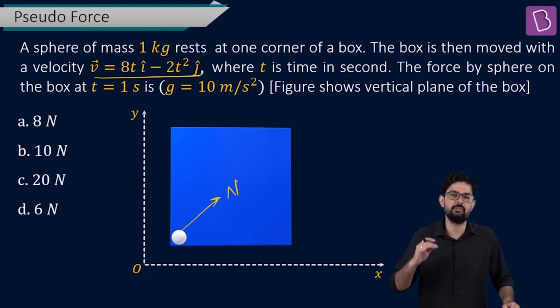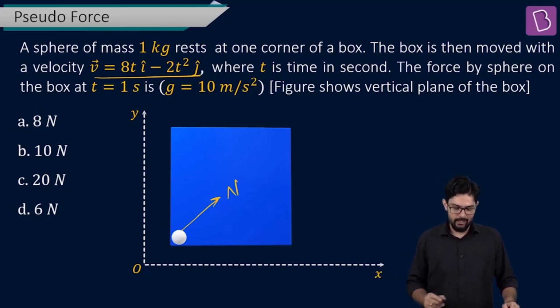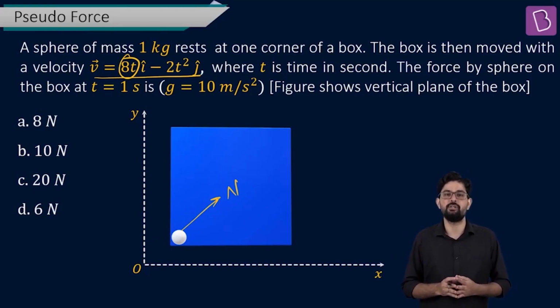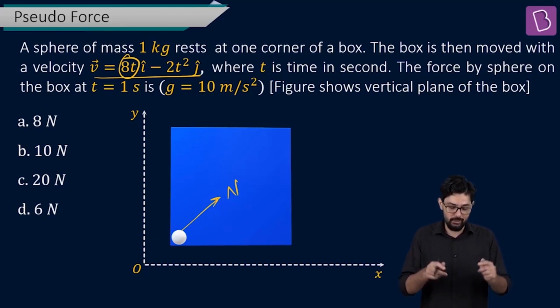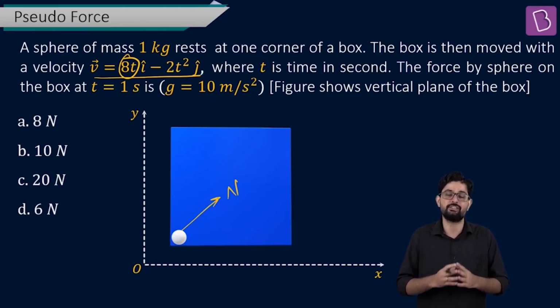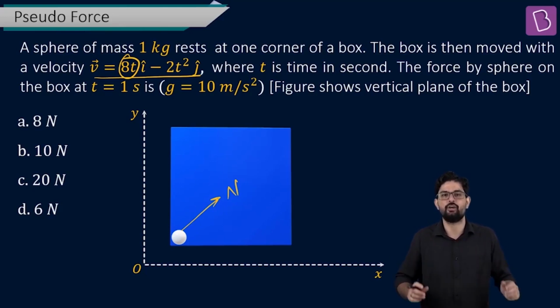But as the time starts increasing, can you see that the x component of the velocity will keep on increasing, right? And this component will be responsible to give the velocity to this box along with the sphere towards right or towards positive x.